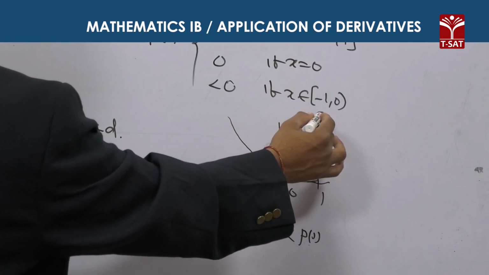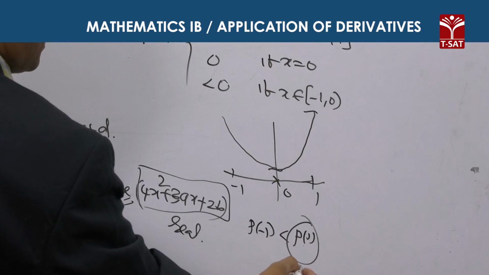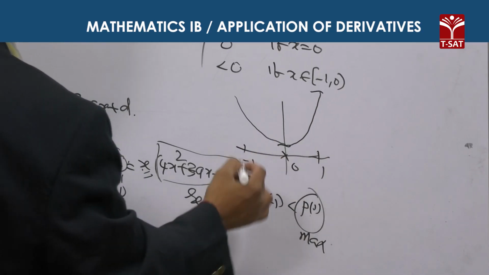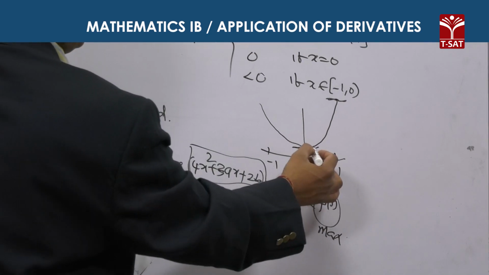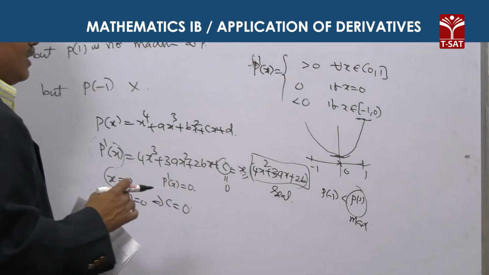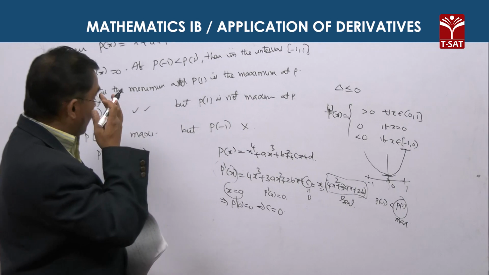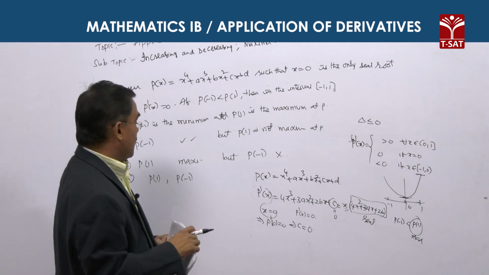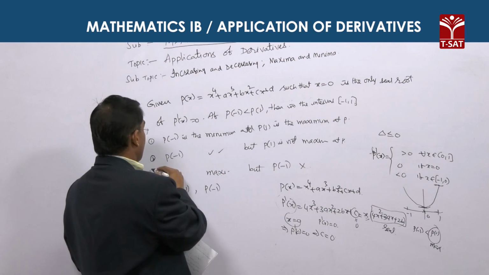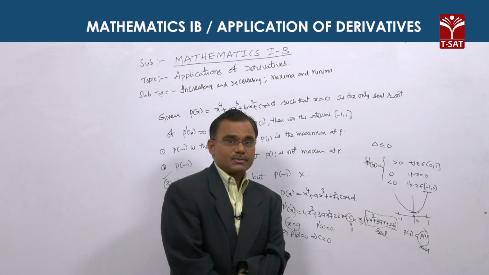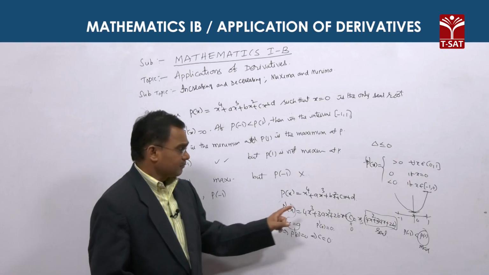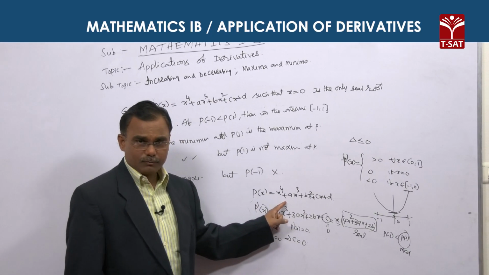P of 1 is the maximum value at x equal to 1. Therefore, the given function has the maximum value at x equal to 1 and the minimum value at x equal to 0. P of 1 is the maximum value, but P of minus 1 is not the minimum value. Minimum value at x equal to 0.